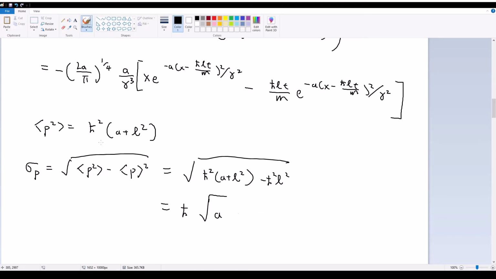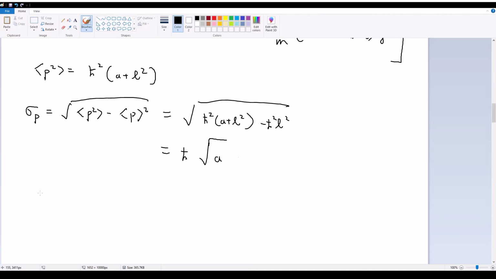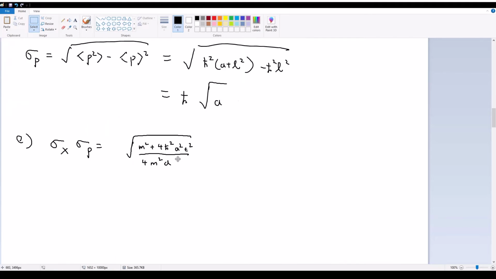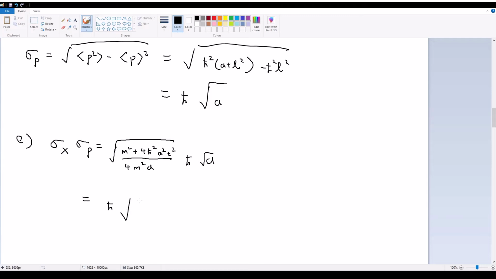So then, in part E, we want to verify the uncertainty principle. The product of the standard deviations in x and p are going to give us, if we look up above, we have the standard deviation in x, and then we want to multiply by h bar times the square root of a. The square roots of a cancel. This is going to give us h bar times the square root of m squared plus 4 h bar squared a squared t squared over 4 m squared.